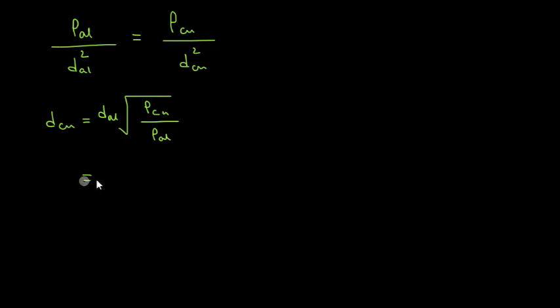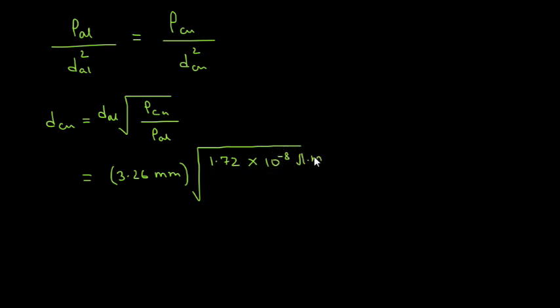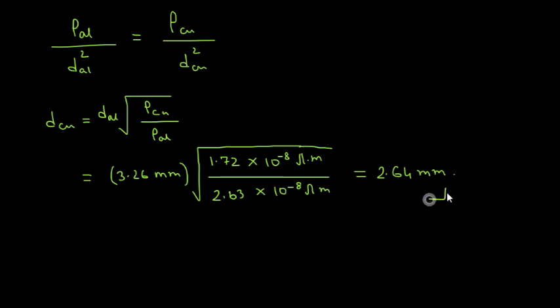Now putting the values, we'll get 3.26 millimeter under root, resistivity of the copper is 1.72 into 10 to the power minus 8 ohm meter, upon 2.63 into 10 to the power minus 8 ohm meter, is equal to 2.64 millimeter. So this is the answer.